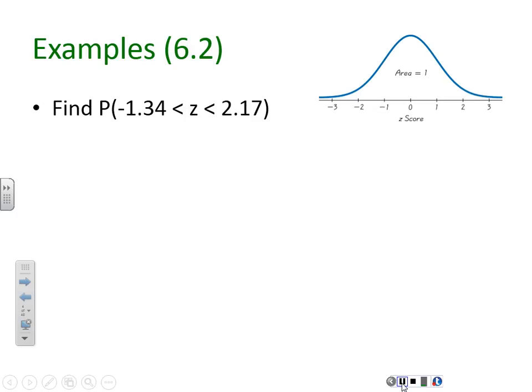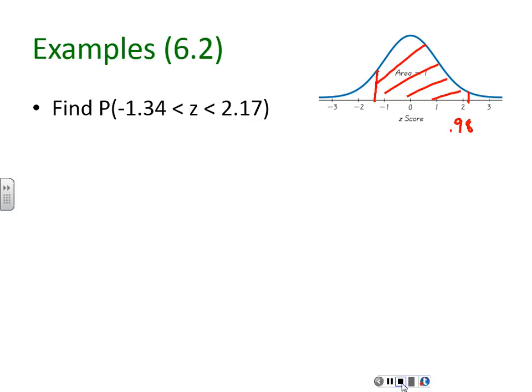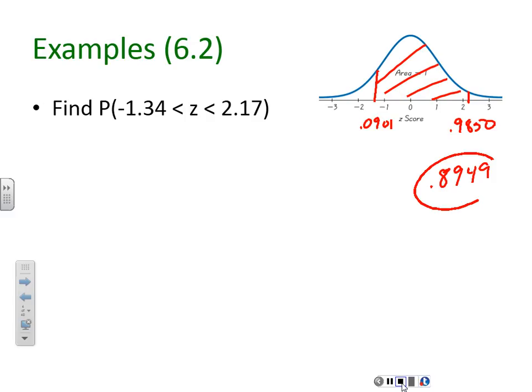Okay, so the probability that we're looking for is the area between these two things. We've got that negative 1.34 is somewhere around in here. The 2.17 is somewhere around in here, and I'm wanting the area between these. So that was when we subtracted. The area to the left of the 2.17 was 0.9850. The area to the left of the negative 1.34 was 0.0901, and so you wanted to subtract those. As you subtracted those, everybody was getting that area of 0.8949.